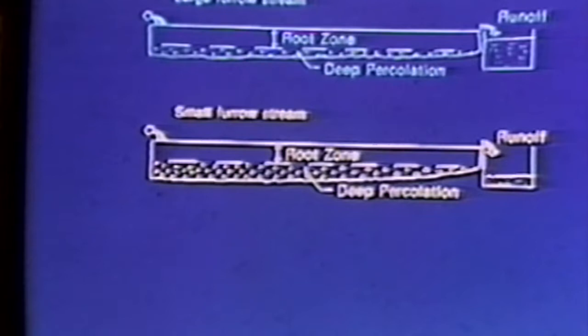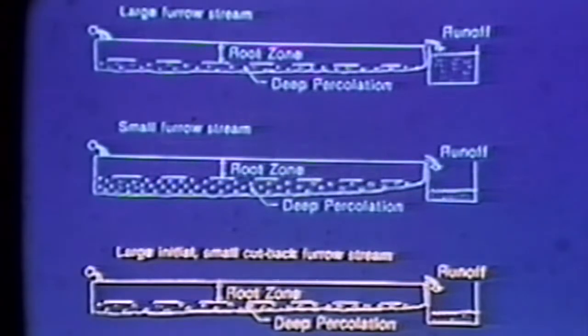If a small furrow stream is used, the advance will be slower, resulting in more deep percolation toward the upper end, but the runoff will be less. If a large initial stream size is used to advance the water down the furrow, and a smaller cutback furrow stream is used to provide the in-soak, both deep percolation and runoff will be minimized. Cutback irrigation isn't popular because of the labor requirement and other management problems.